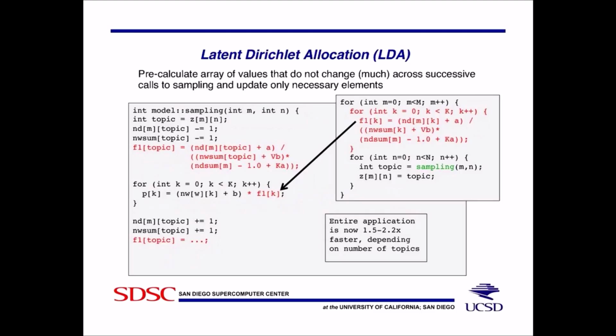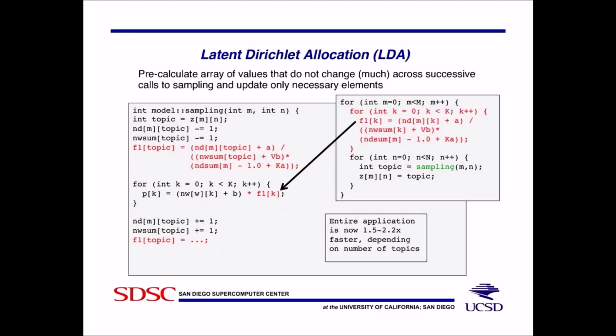But if you'll notice, the code that's highlighted in red depends on the index m and also on another index that we calculate called topic. It's only a single element of that array that's in fact being updated from call to call of the sampling method. So what we're able to do is modify the calling sequence a little bit.